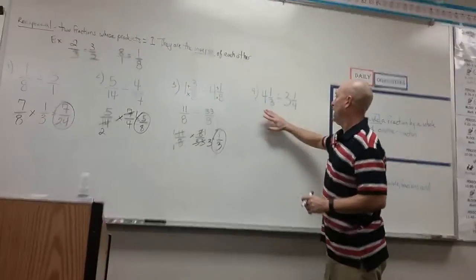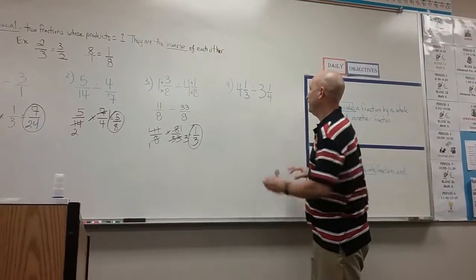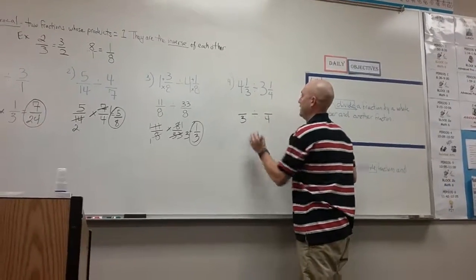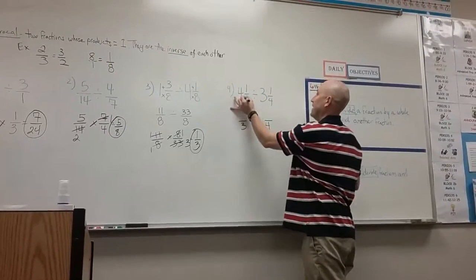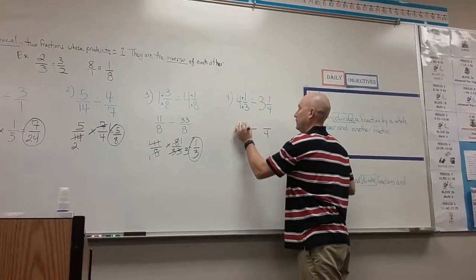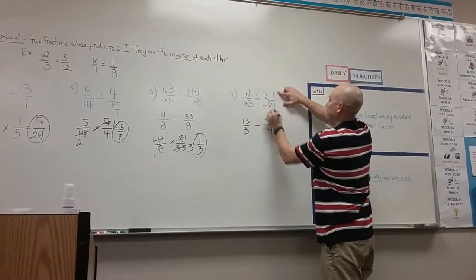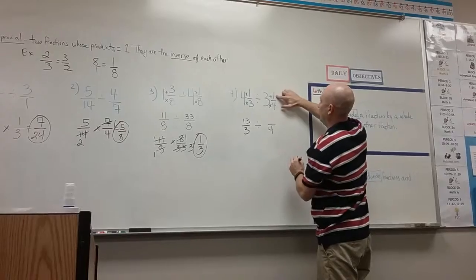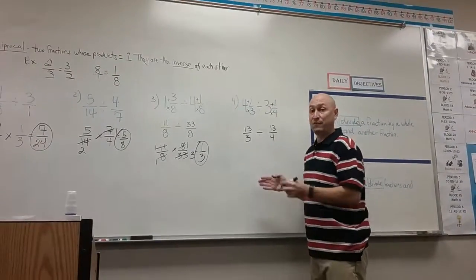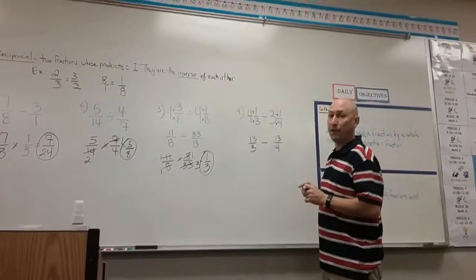Last example here. Before I can do anything, I've got to convert these to improper fractions. I know I'm going to keep my denominators of 3 and 4. Bring down my division symbol. 4 times 3 is 12, plus 1 is 13. So 4 and 1/3 is the same as 13 over 3. 4 times 3 is 12, plus 1 is 13 over 4. And now I have a division problem set up with 13 over 3 divided by 13 over 4.